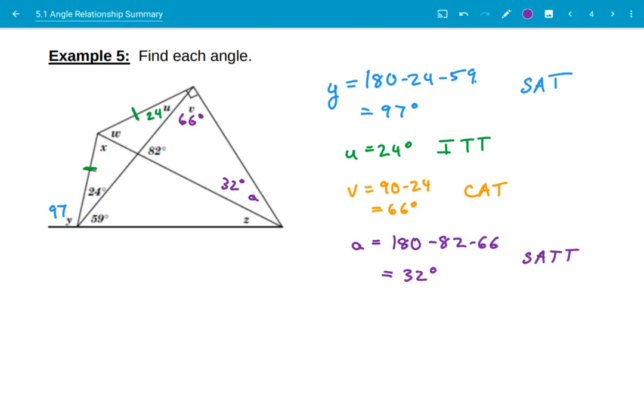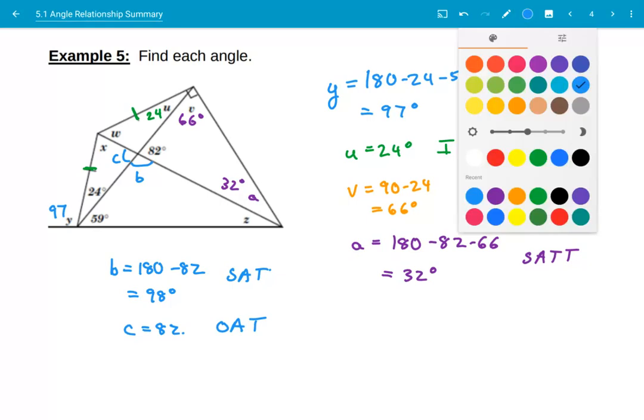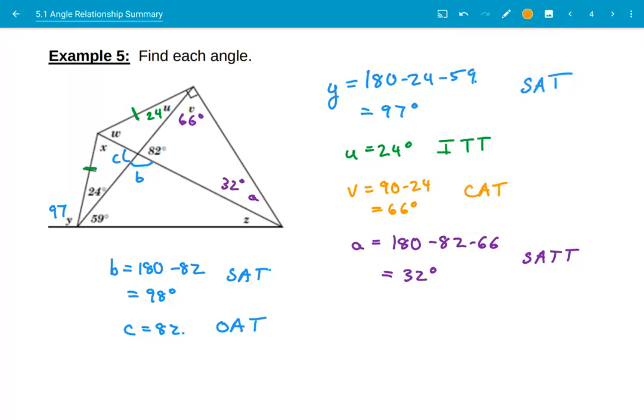Okay, now what? Well, let's do some more. Let's see what we know. I guess maybe I didn't need that. Can we get this one? 180 minus 82, 98 degrees, supplementary angle theorem. Oh, wait a second. Can we get C? C is 82. Opposite angle theorem. Oh, all of a sudden things become easier, don't they? Okay, do you see where to go? Pause the video and finish up.